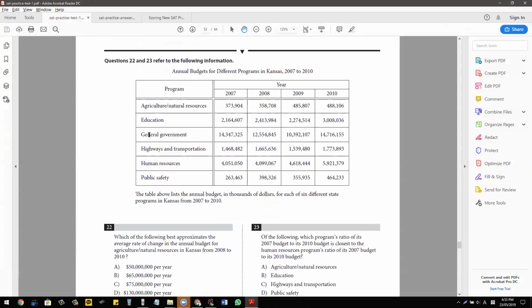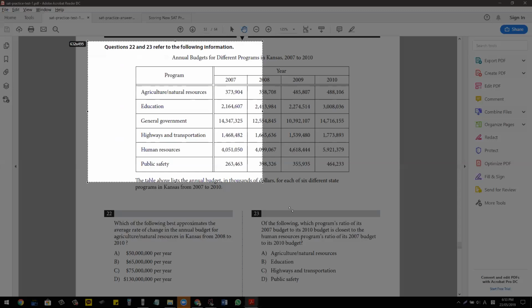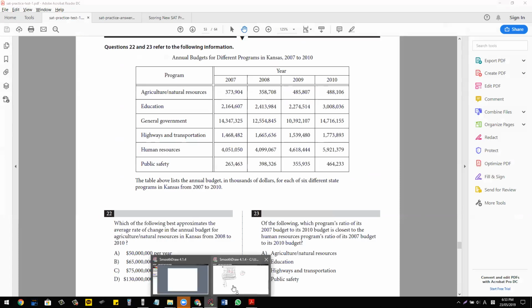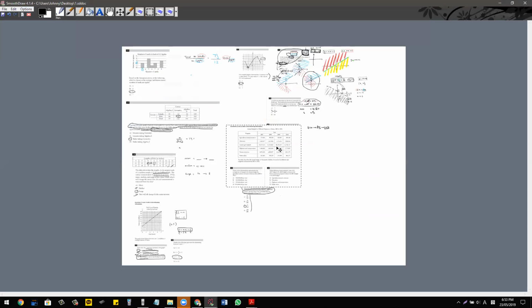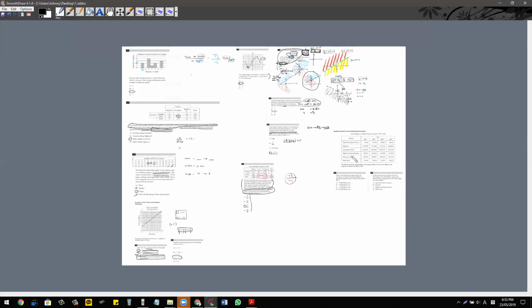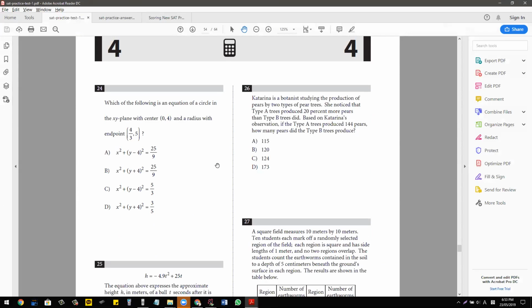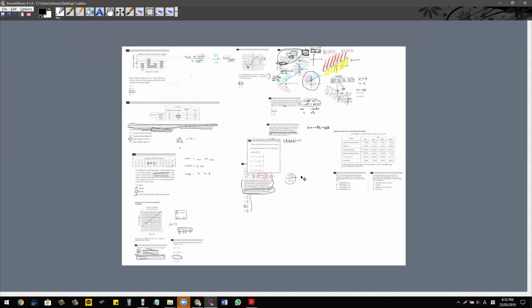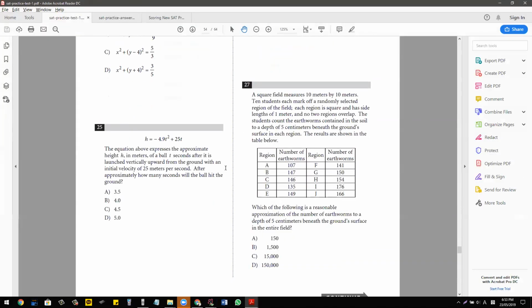Okay, I'll leave this as homework. I'll paste it over here. We can do that as homework. Now we're going to do 24. I'm going to paste all of them.